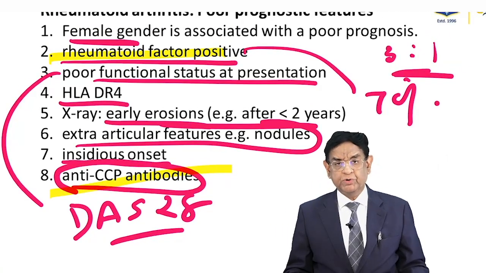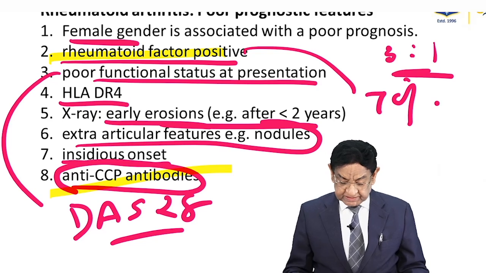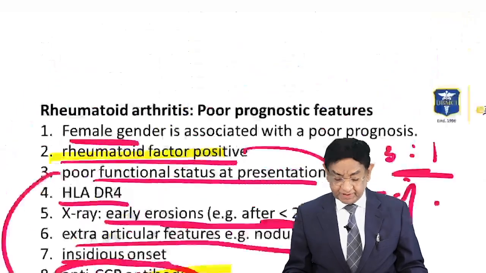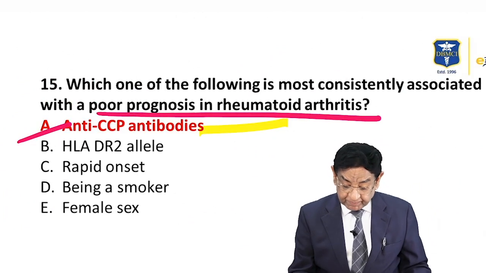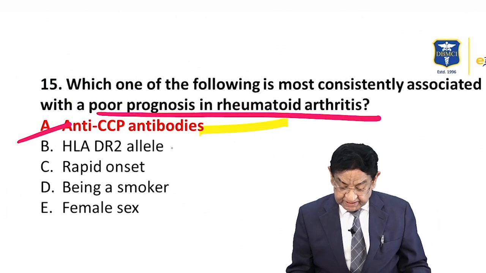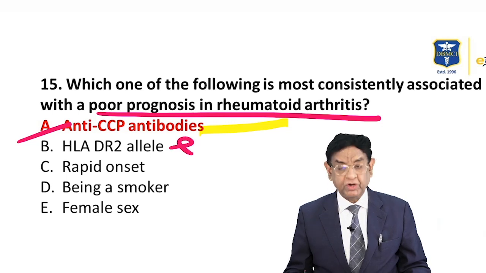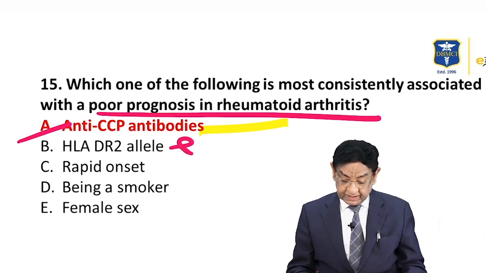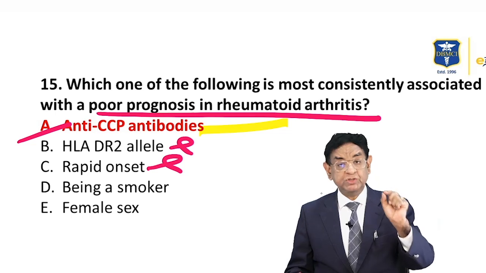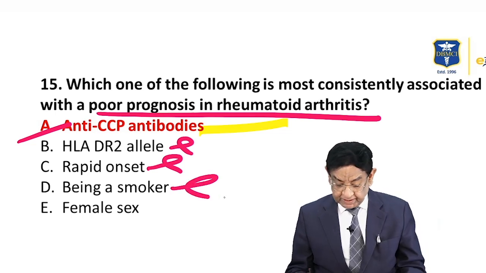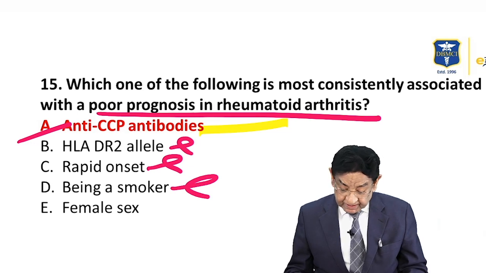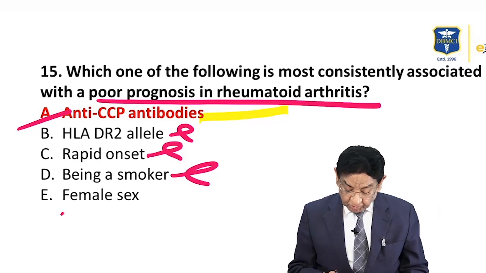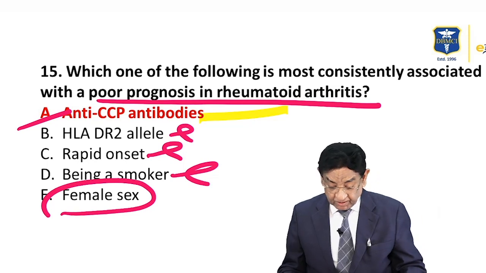So I hope you got a good idea. Anti-CCP antibody is a poor prognostic factor. If you look at the answer, it is this. What about the others? HLA-DR, it is DR4, not DR2. Rapid onset, no, it is a slow onset. Smoking is not a criterion of severe disease, and female sex is also there, more in females.